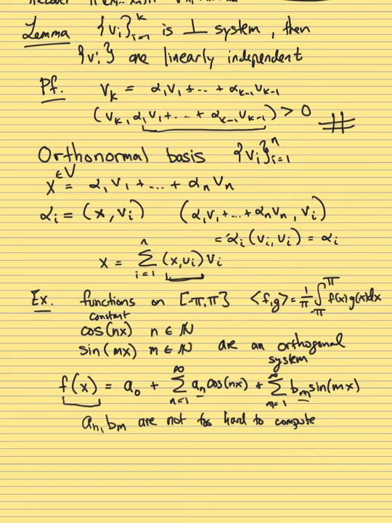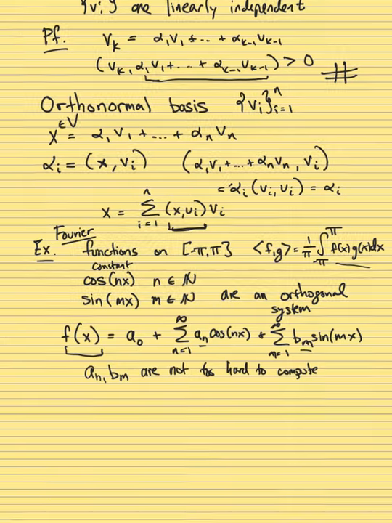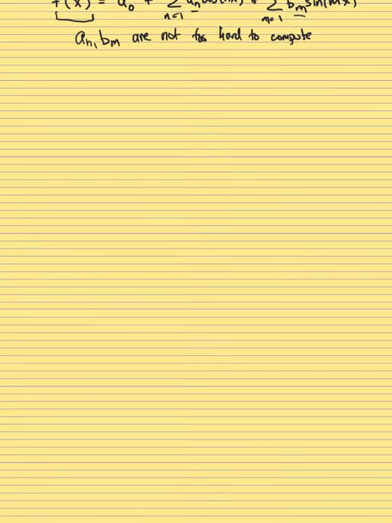On the other hand, since they're orthonormal, all you have to do is integrate that function times cosine or that function times sine. Okay? And that, if you want a computer to estimate the Fourier, so this is called Fourier series, if you want to have a computer estimate the Fourier coefficients, it can do this quite easily.